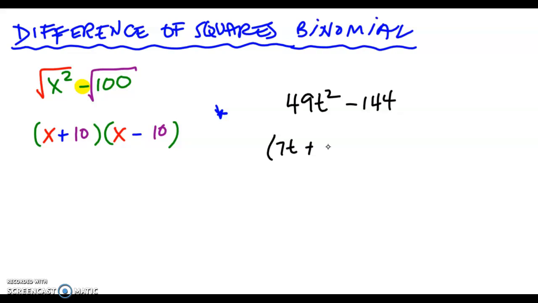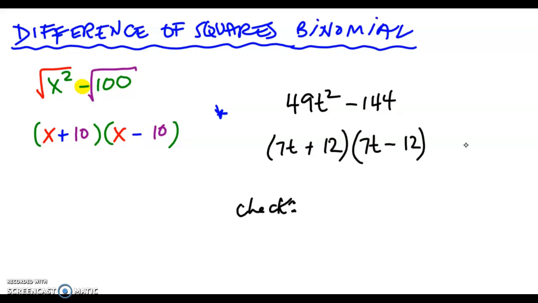plus the square root of the second term, multiplied by the square root of the first term, subtract square root of the second term. And that would be the factor. Of course, it's always a good idea to check that, so let's multiply it out.